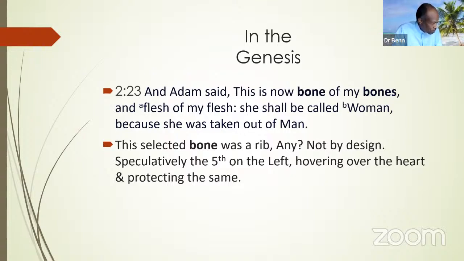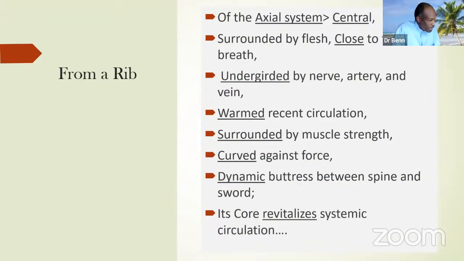And that fifth rib is often mentioned in the Bible for other purposes in military, but the reason why it's military is because it hovers right over the heart, and also it protects the same. And why is the rib important? Well, because it belongs to the axial skeletal system, which is central, and it is surrounded by flesh, and therefore it is also close to the breath, close to air. It is undergirded by a nerve, artery, and vein, so it has blood in and blood out, and has sensation, has sensitivity. It is warmed by recent circulation because the blood that comes to it is very recent from the heart. It is very close to the early aspect of blood coming from the heart.